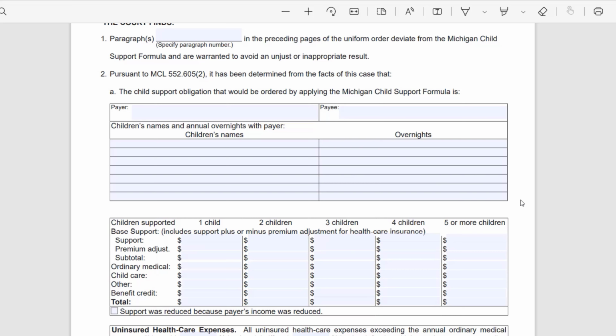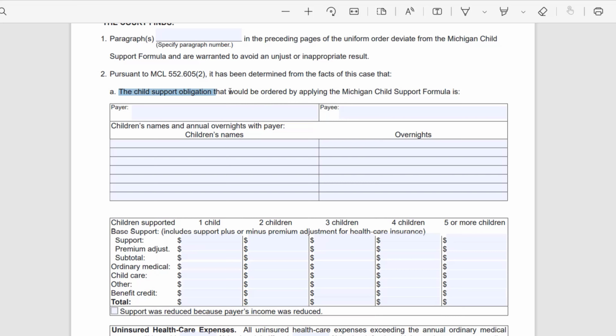I'm not going to tell you what number to put there because it does depend on your individual case. The other thing is that Uniform Child Support Orders are updated from time to time. So don't get reliant on just whatever number was in there in the past. Make sure you're always using the most up-to-date Uniform Child Support Order and the most up-to-date Uniform Child Support Order Deviation Addendum.